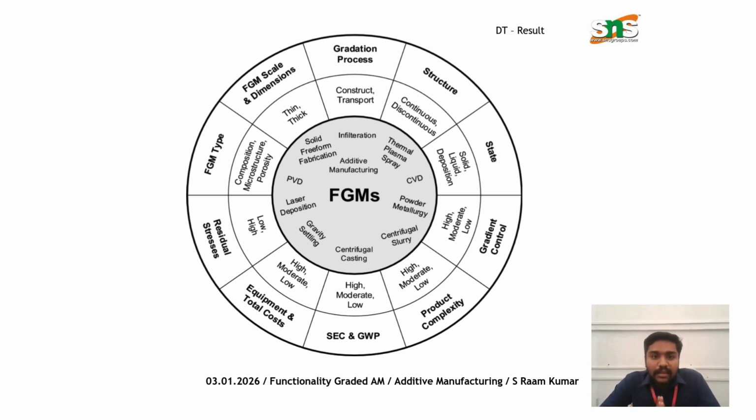The gradient process can be helpful for construction and transportation, and it can be in the form of solid, liquid, and gaseous state, which can develop varieties of components with the help of laser deposition, gravity setting, centrifugal casting, and centrifugal slurry, processed by using the functionally gradient material with wider varieties of applications. This is how additive manufacturing helps multi-variety components with multi-complexity structures with easy availability of the material. Thank you.